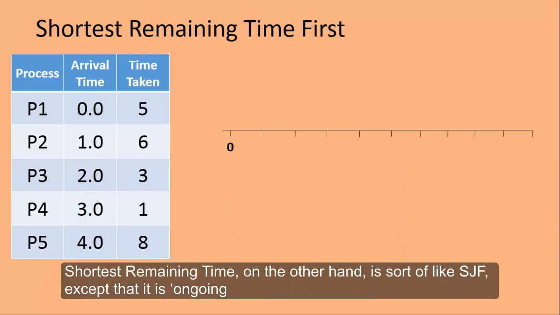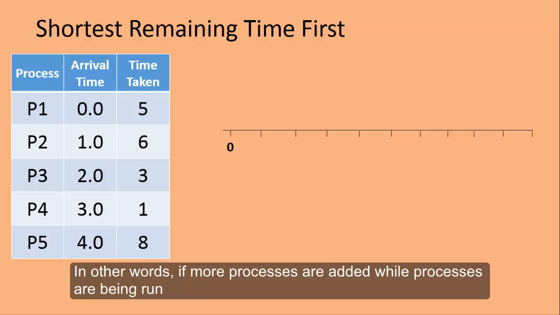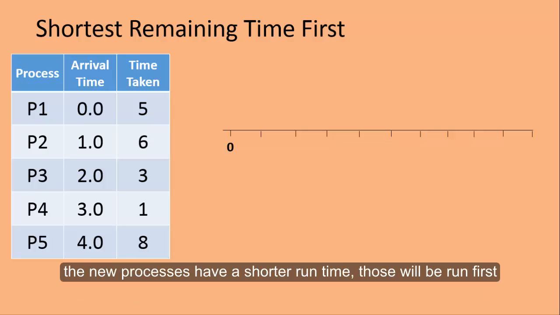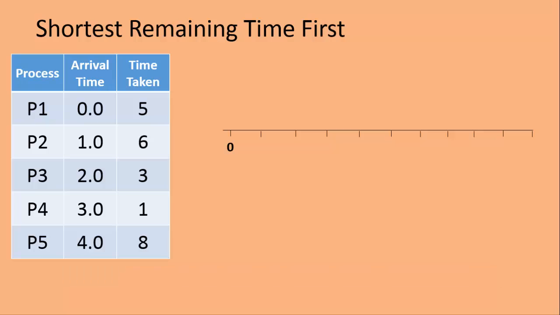Shortest remaining time, on the other hand, is sort of like shortest job first, except it is ongoing per se. In other words, if more processes are added while processes are being run, and the new processes have a shorter runtime, those will run first. For example, on the chart, P1 arrives on 0 time and needed 5 units of time to complete the job.